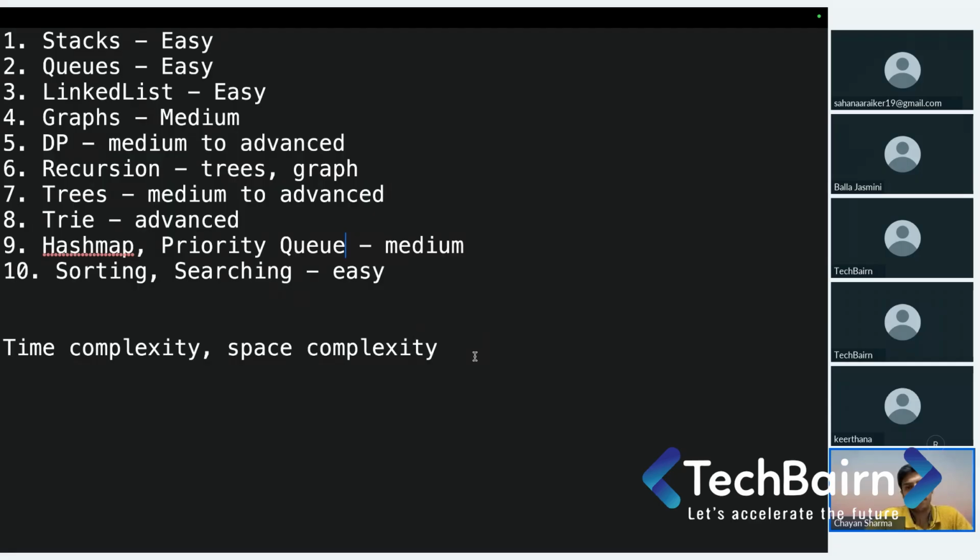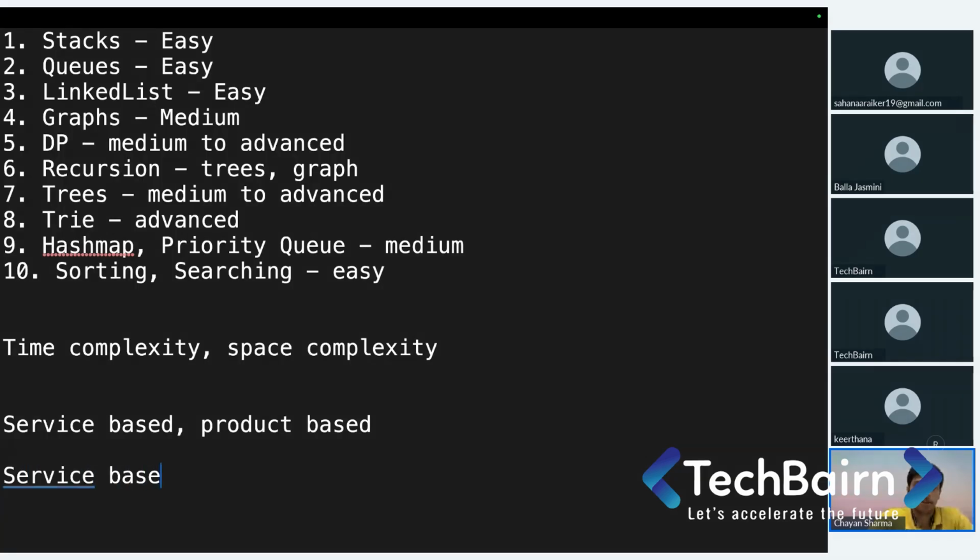And for the interviews, see, there are two types of companies, service based and product based. Both have a different way of taking the interview. So I'll first take the example of service based, right? Service based is your Genpact, Accenture, and all these related companies.